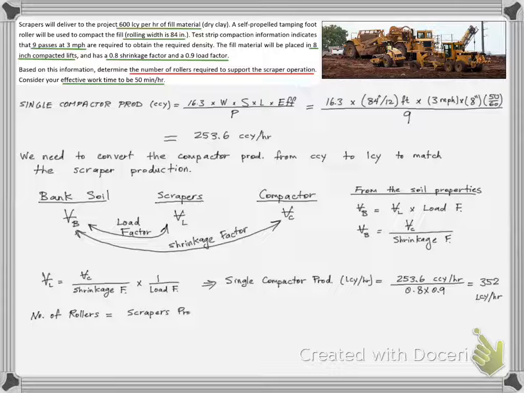We can now find the number of rollers needed to match the scraper's hauling rate, which we find to be 2 rollers.